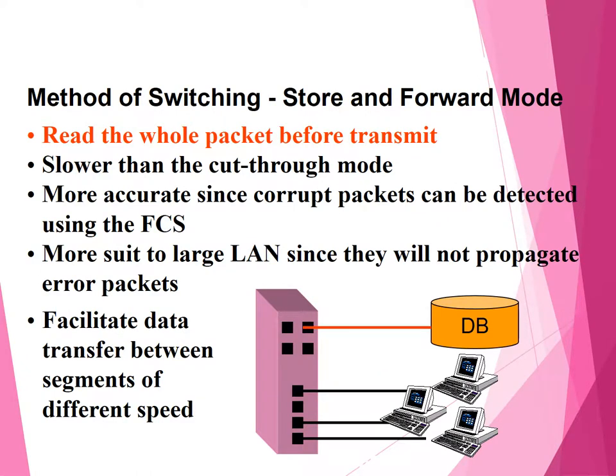Method of switching: store and forward mode. Read the whole packet before transmit. Slower than the cut-through mode, but more accurate since a corrupt packet can be detected using the FCS. More suited to large packets since they will not propagate error packets. Facilitates data transfer between segments of different speed.